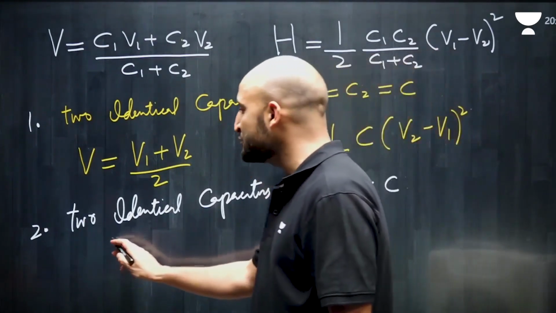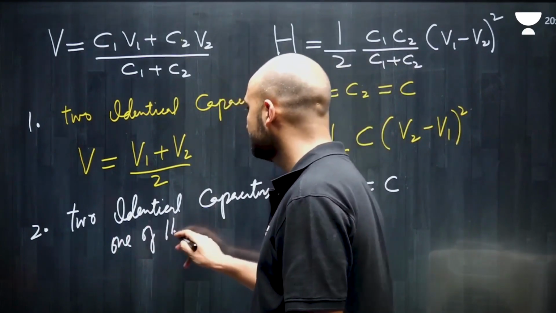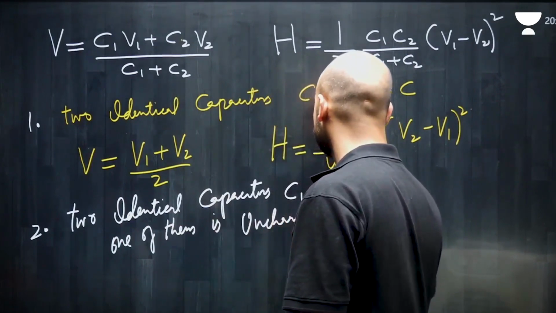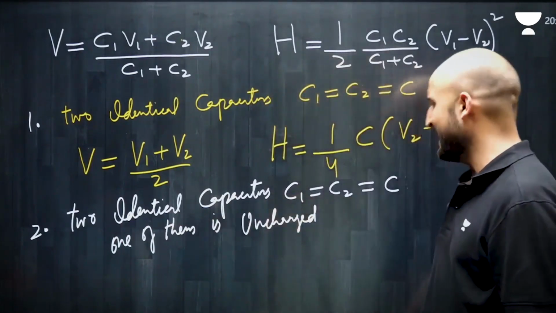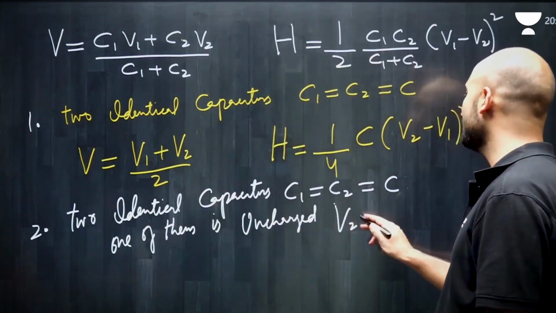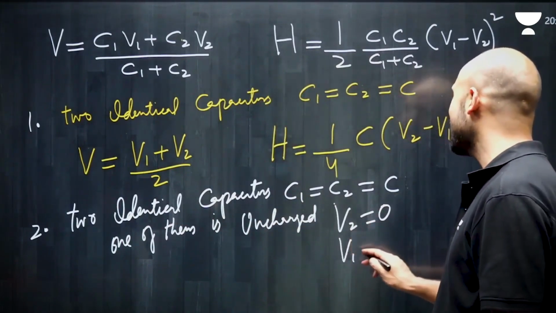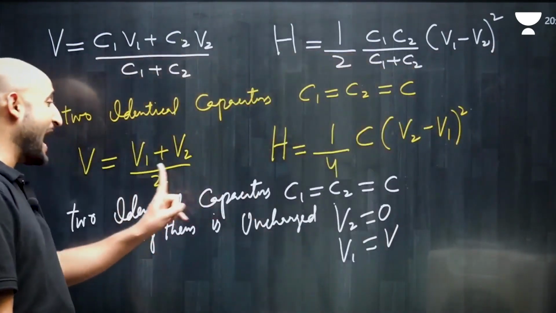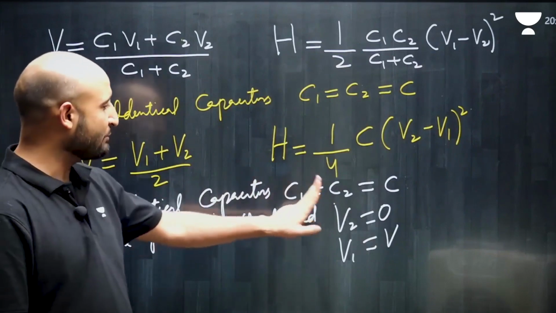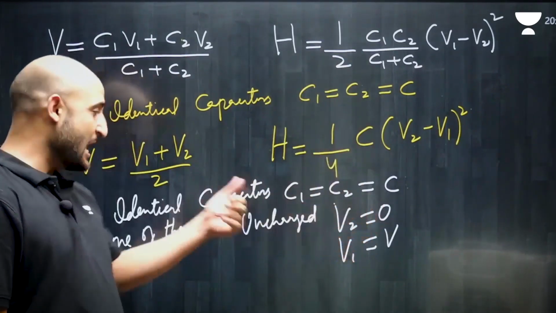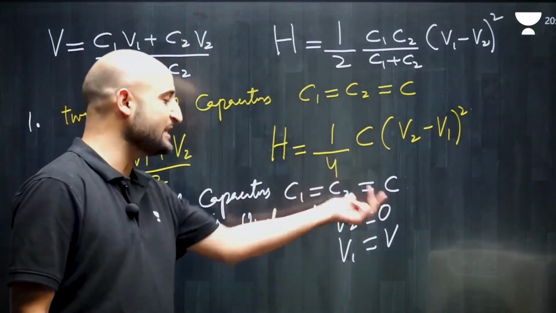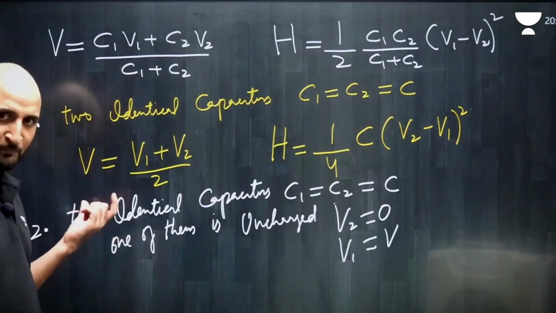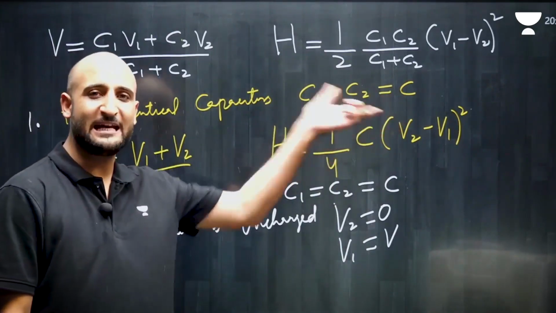But one of them is uncharged. Let's say V2 is equal to 0, and V1 is equal to, let's say, V. I'm talking about the case when you have two identical capacitors, C1 equal to C2 equal to C, and one of them is uncharged, that is V2 is equal to 0. In that case, what will be the common potential and what will be the amount of heat dissipated?